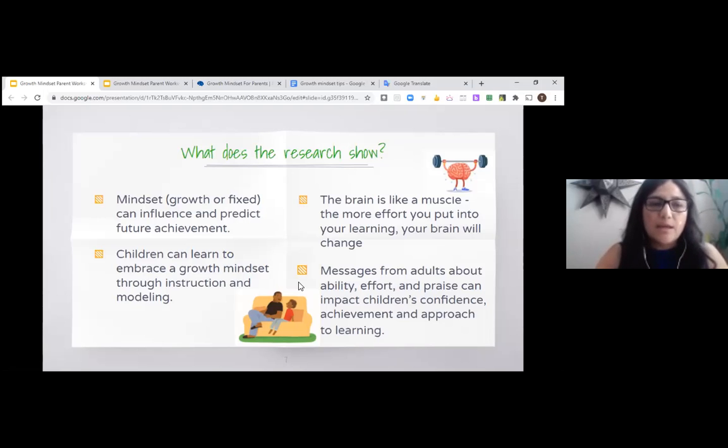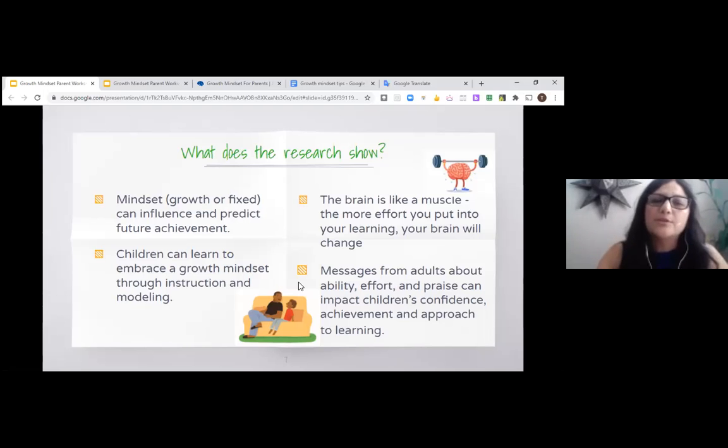The second piece of research that I want to share is that children can learn to embrace this idea of growth mindset by teaching them how to do it, talking to them about it and modeling it. The reason modeling is so huge right now is because our children are at home the entire day. Not only are they at home with family, but they're learning from home. So what they're seeing and what we're modeling will impact the type of mindset that they have.